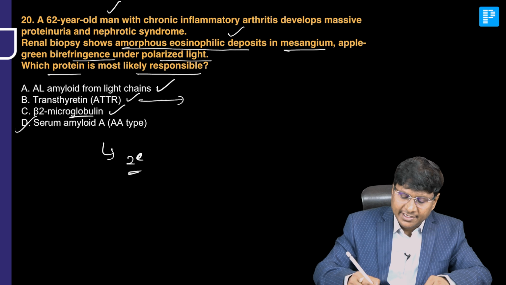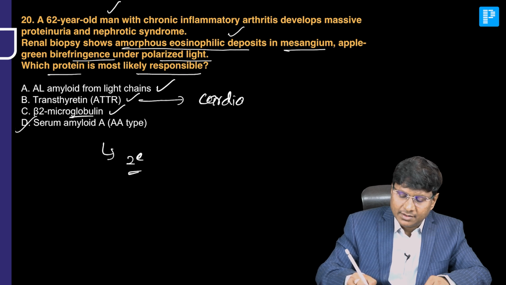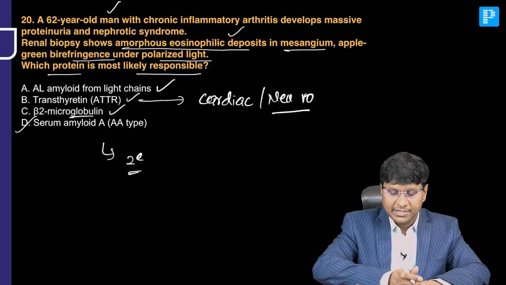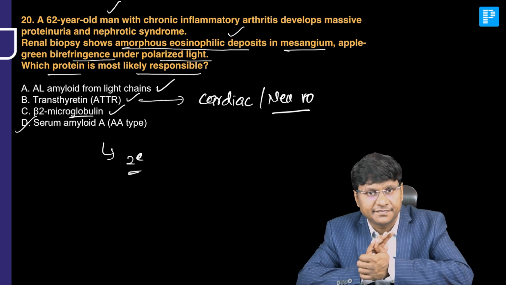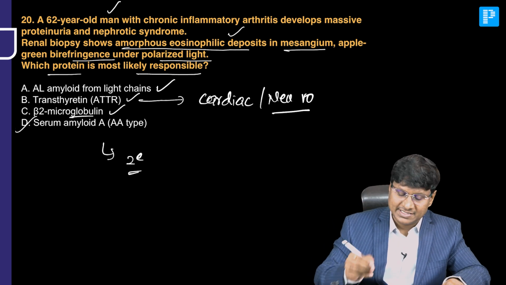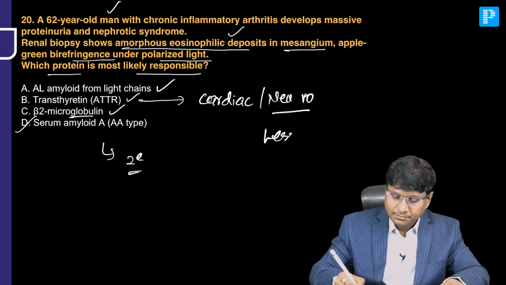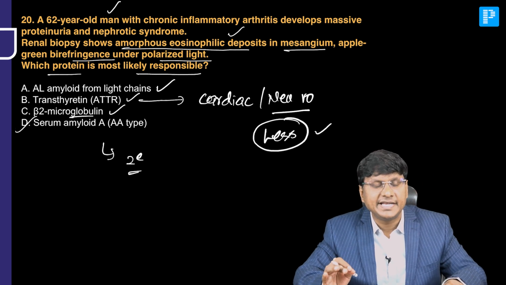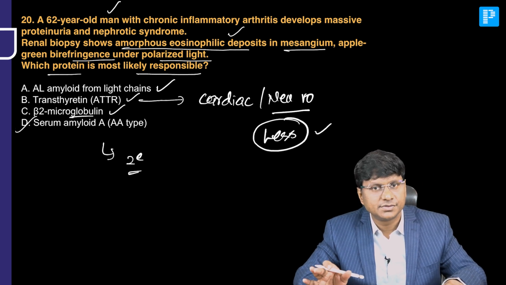ATTR, it is hereditary or wild type. In case of ATTR, you will have the cardiac or neurological manifestations, right? You will have cardiac as well as neurological manifestations. So cardiac amyloid or neuropathy amyloid. Renal involvement is less in case of the ATTR type of amyloidosis, right?